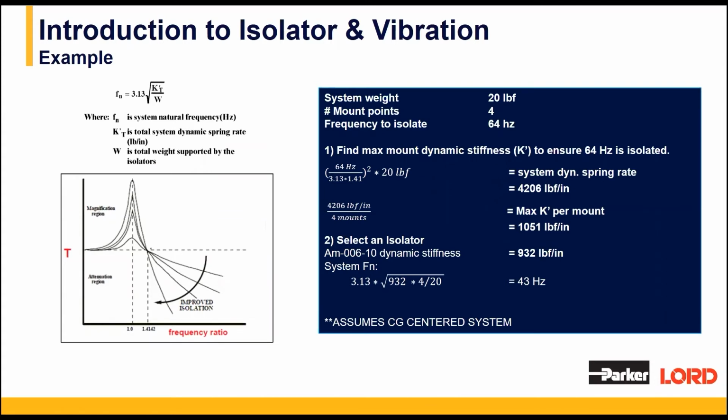Now let's rearrange this and estimate our system's natural frequency using those mounts. We're going to go back to our original favorite equation up at the top, plug in our dynamic stiffness for the K prime T, and estimate a natural frequency of 43 Hz. And we'll confirm by multiplying that by a factor of 1.4, the square root of 2, that we in fact are transitioning into isolation at 61 Hz, which is before the 64 Hz that we need to isolate.